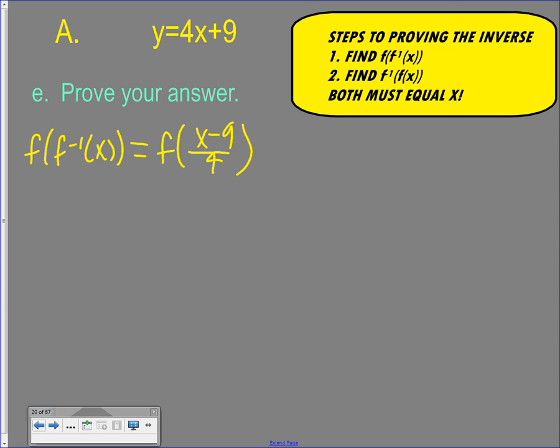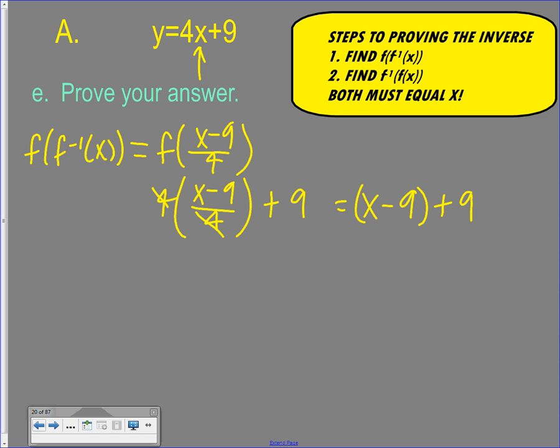And remember, you always plug it into x. So when I plug that into the original, I have 4 times x, which is now that whole huge thing, and then plus 9. Now watch your steps here. What would cancel first? Well, 4 times 1/4 here would cancel. So my next step would say, now I've got x minus 9 and then plus 9. Well, obviously the 9s will cancel, so here I'm just left with x.